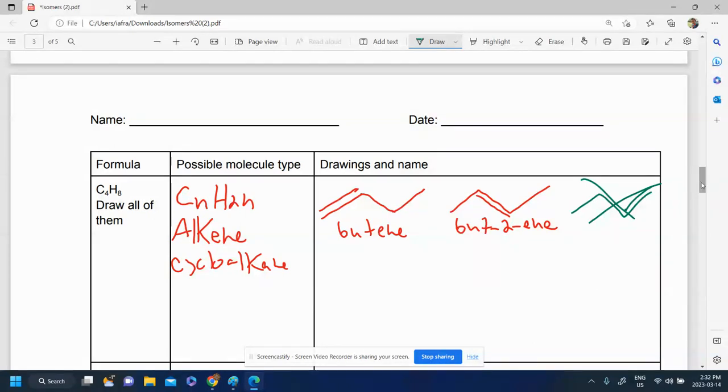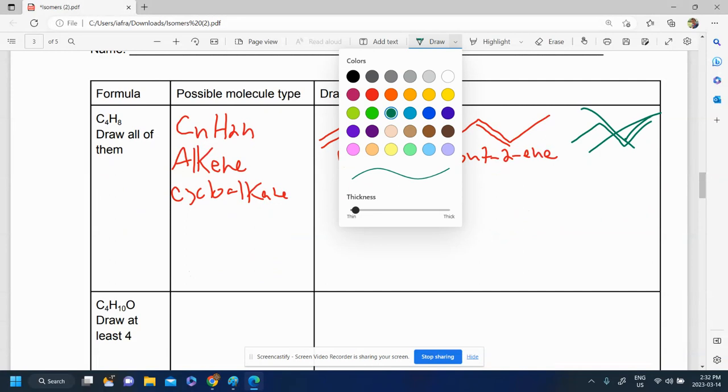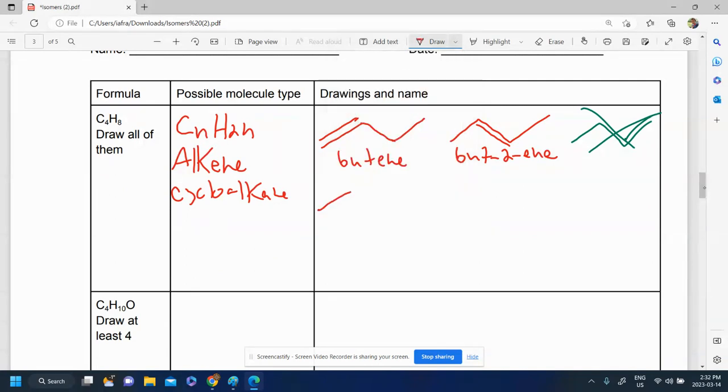Next, I'm going to try to shorten the chain and put a substituent somewhere. Let's try that. So let's try doing a double bond here, and then putting a substituent, let's say over here. So 1, 2, 3. So it looks like we can have 2-methylpropene.